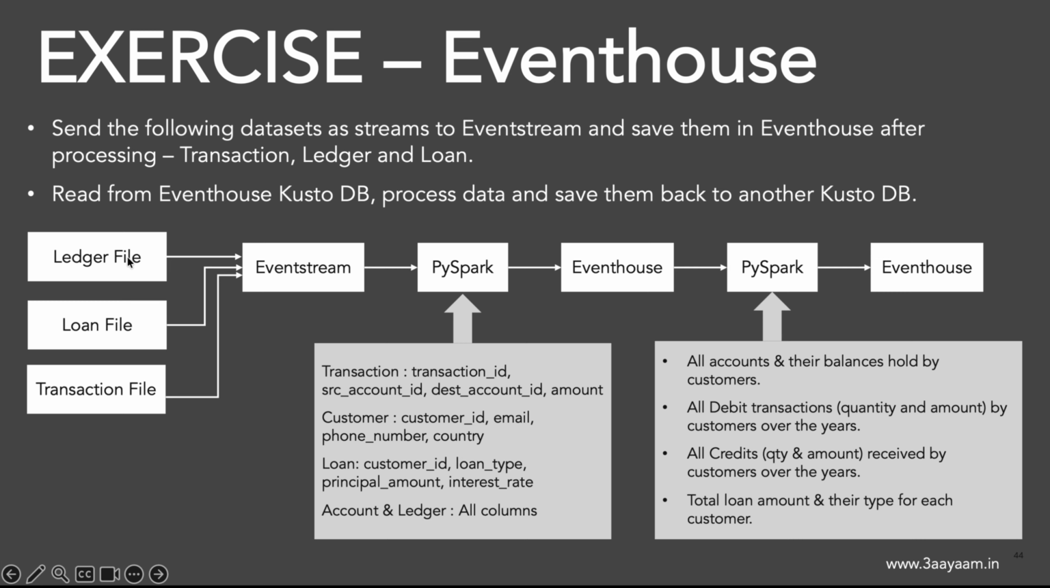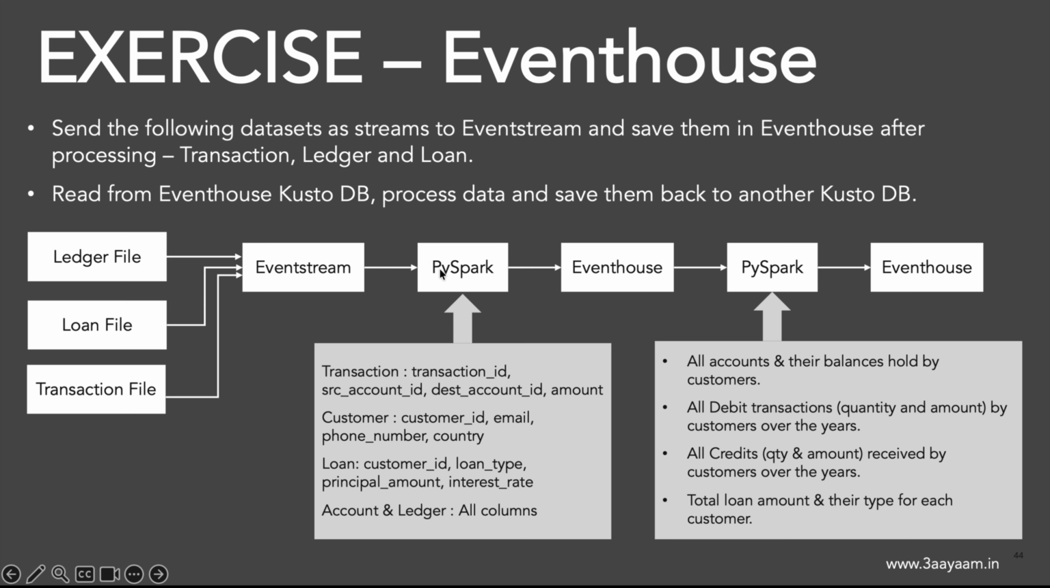So you'll be reading the ledger file, the loan file, and the transaction file using a Python program, and then you can use either the Event Hub client or Kafka protocol, any one of them, to send the data to event stream. So all of these would be real-time data that would be sent to event stream.